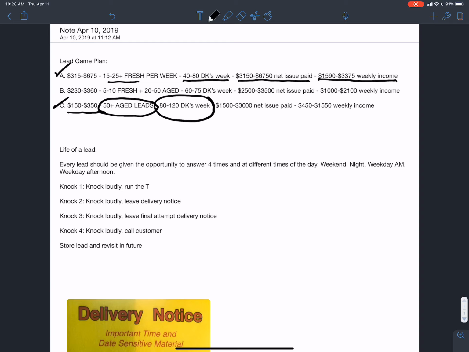From that, you should issue pay $1,500 to $3,000 net, which is after chargebacks, after fall off, after stuff doesn't get approved. $1,500 to $3,000, which is going to make you $450 to $1,550 every single week in income, just based on your skill set and based on how many you're doing.